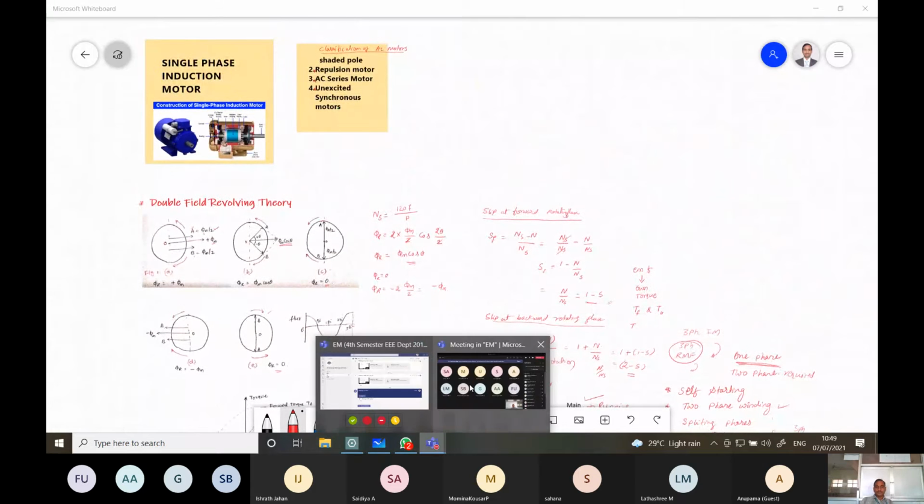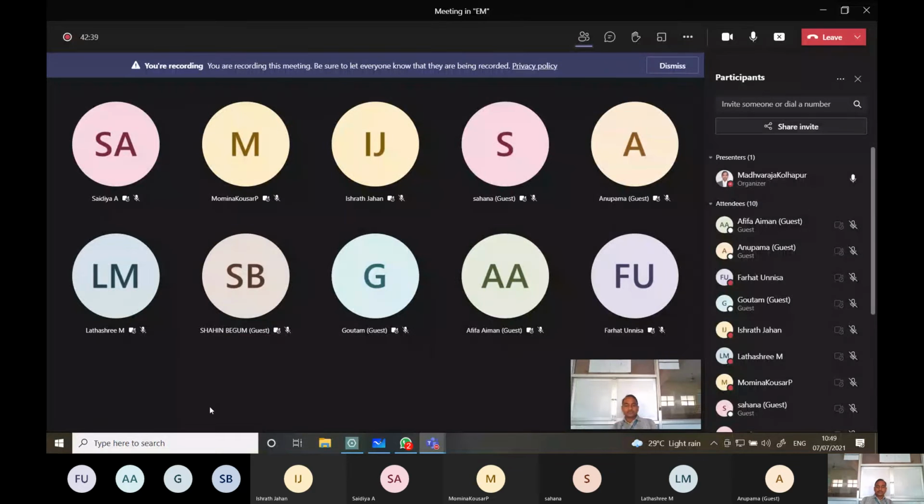Any doubt regarding this? The concept is clear. So what is a single phase induction motor, what are its types, how are the constructional features provided, what are its applications, and finally how is the rotating magnetic field produced in a single phase induction motor. That is a very important concept, asked many times in the examination. What is the double field revolving theory in case of a single phase induction motor?